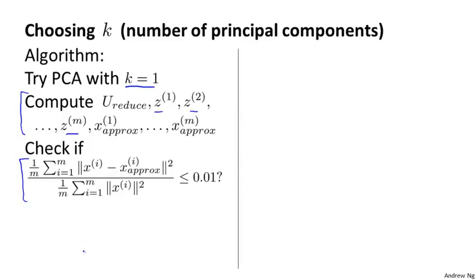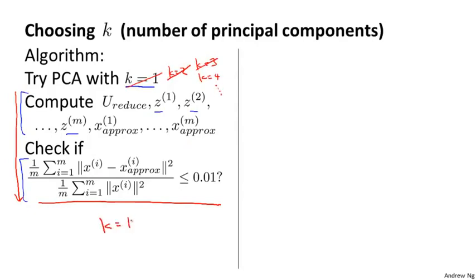Then we're good, and we'll use k equals 1, but if it isn't, then we'll next try k equals 2. And then we'll again run through this entire procedure and check, is this expression satisfied? Is this less than 0.01? And if not, then we do this again. Let's try k equals 3, then try k equals 4, and so on until maybe we get up to k equals 17 and we find that 99% of the variance is retained, and then we use k equals 17.